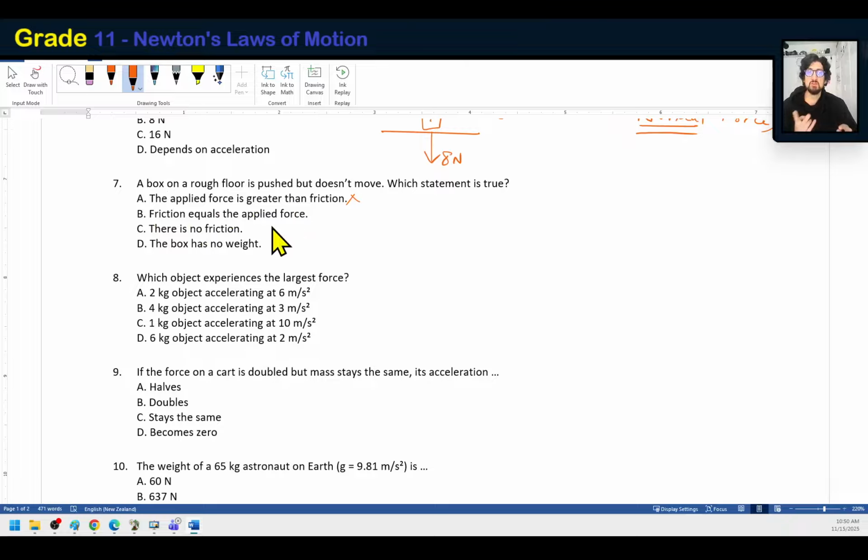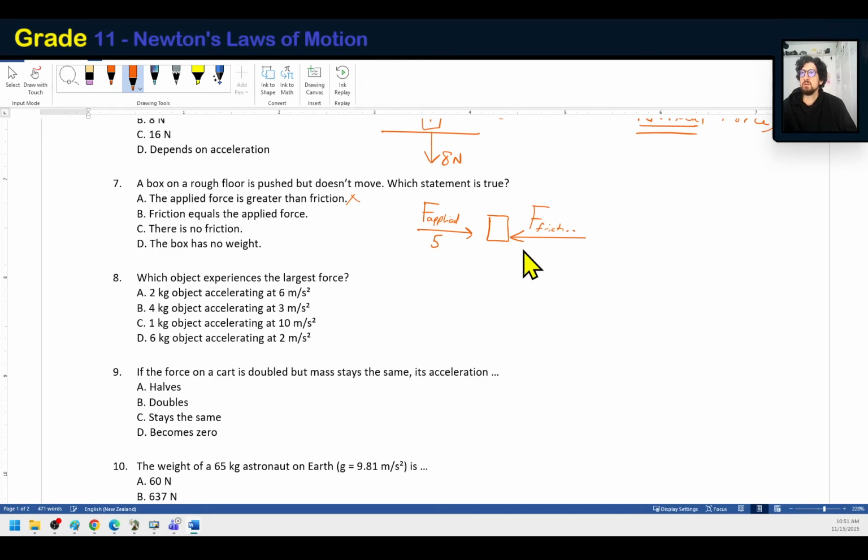You see, there are two situations where the object has zero net force, and that is if it's not moving or if it's moving at constant velocity, right? Because both of those situations mean there's no acceleration. So if friction is equal to the applied force, okay, so that is the applied force, force applied, and there's friction, force, friction.